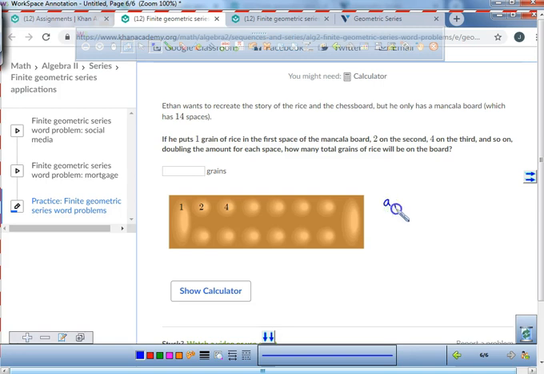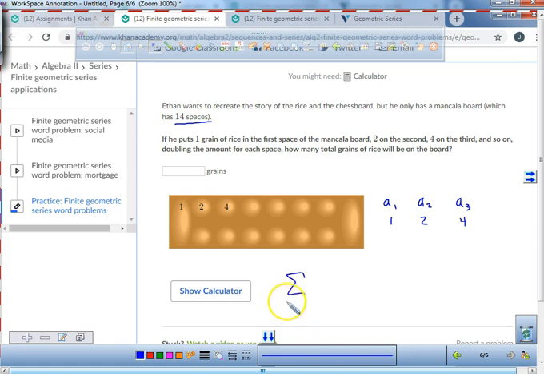We're going to put A1, we're putting 1. A2 is 2. A3 is 4. Okay? And how far are we going to be going? All the way to 14, right? Is that what it says? 14 spaces. So we're going to use sigma notation.